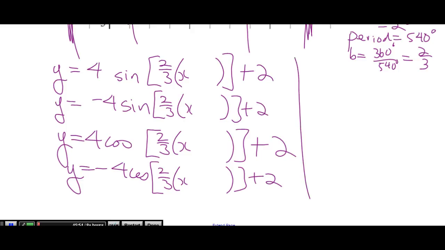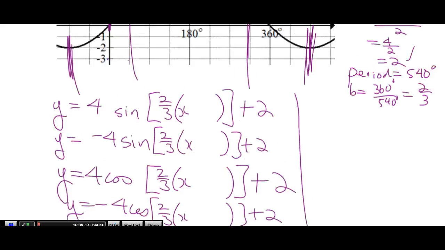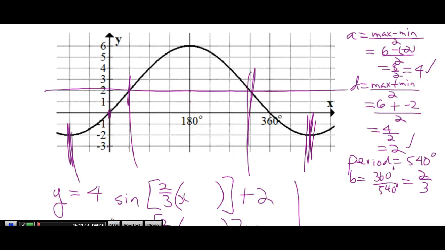Okay, there's my 4 equations, right? Well, except I've got to fill in the phase shift. Okay, positive sine, reflected sine. Let's just call this sine curve, reflected sine, cos curve, reflected cos. How do they differ? Now I just got to figure out my phase shift.